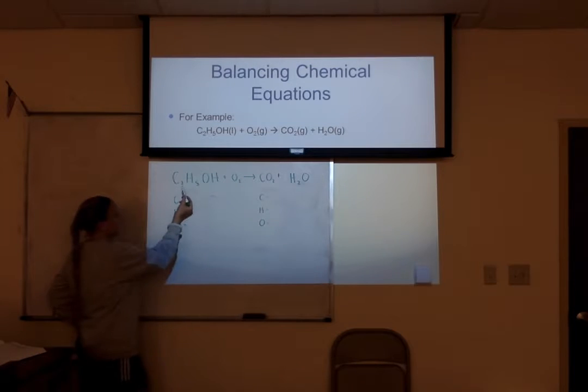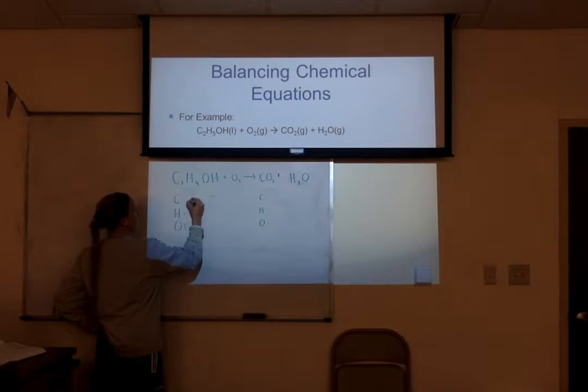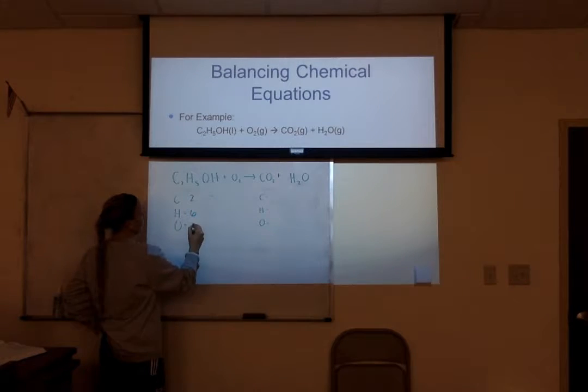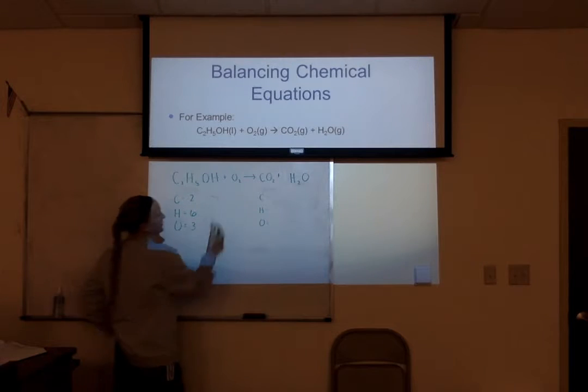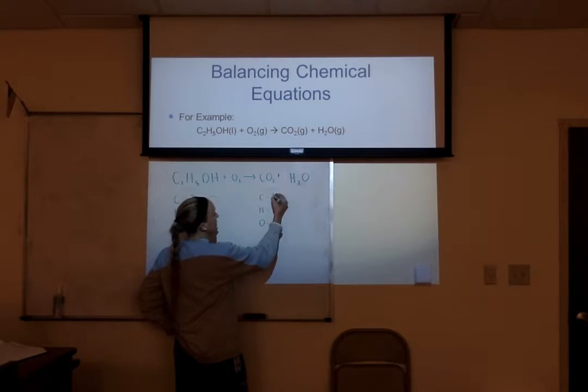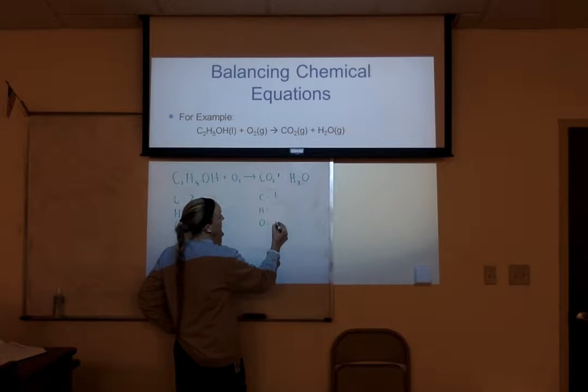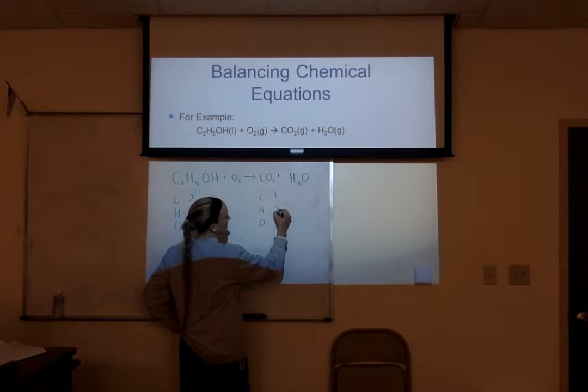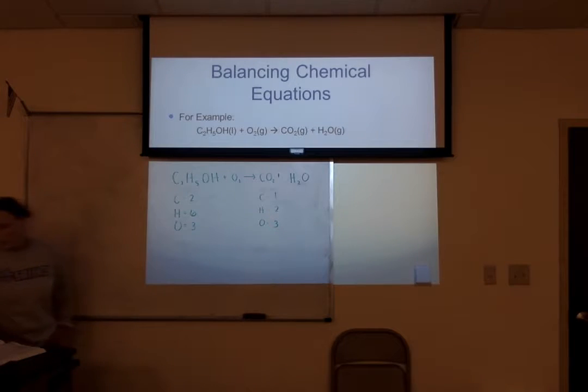Start out with, there are 2 carbon atoms on the left, 6 hydrogen atoms, and 3 oxygen atoms on the reactant side. On the product side, there is 1 carbon, 3 oxygen, and 2 hydrogen. Notice that the carbon and hydrogen atoms are unbalanced. There are 2 carbon atoms on the left, and only 1 on the right.